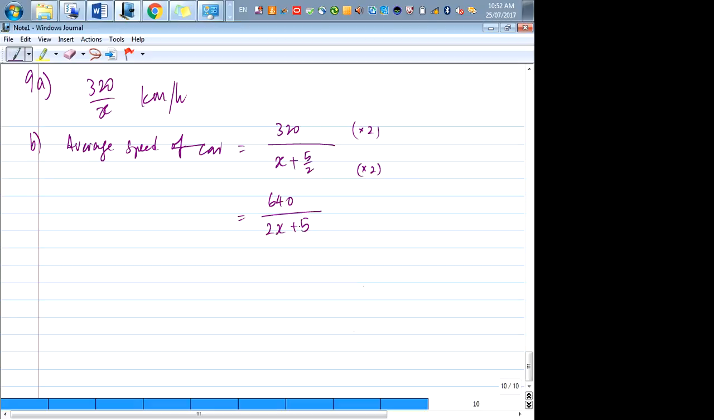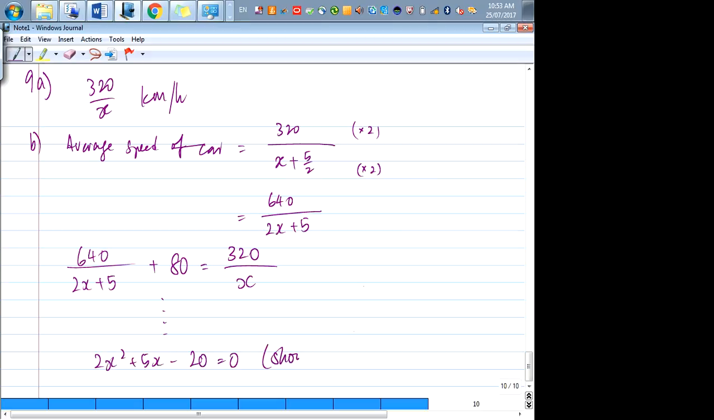Then the speed of the car is 80 kilometers per hour lower than the train. So 640 over 2x plus 5, plus 80, equals the speed of the train, which is 320 over x. This is the equation that you need to form. Then just manipulate, and you will get it. Did you start with this equation? You have 2x squared plus 5x minus 20 equals 0, and shown.